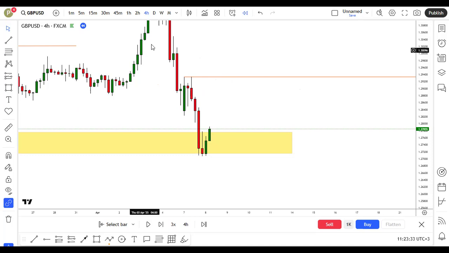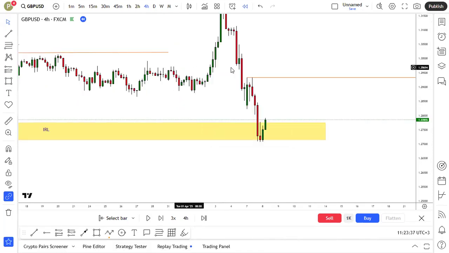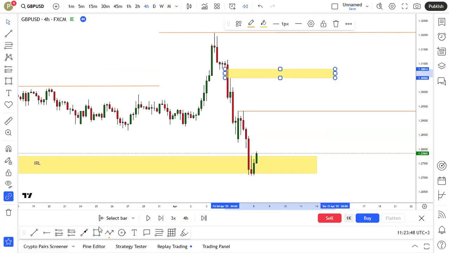Because I can see another fair value gap there. You see, we have another fair value gap here, this one. This is another fair value gap. So we have fair value gaps there, and there is this one again.